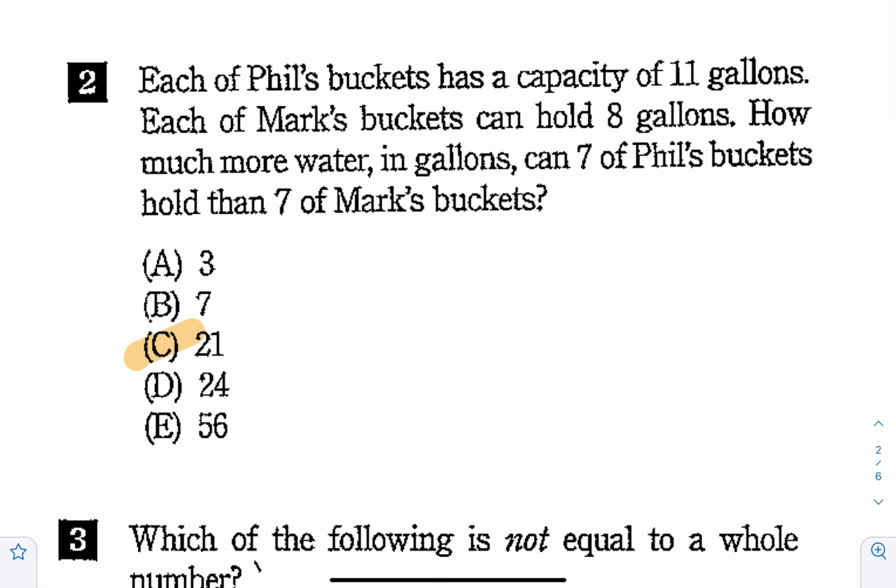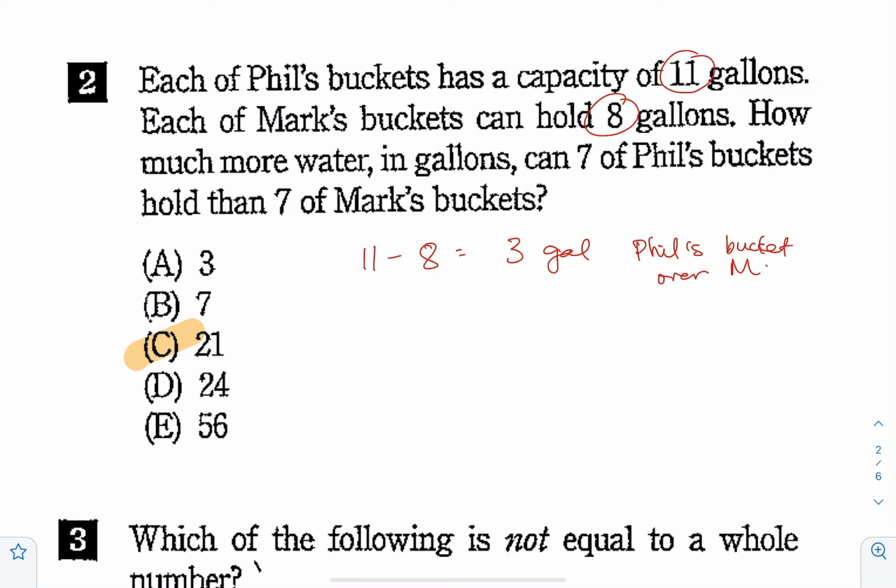Next, for number 2, each of Phil's buckets has a capacity of 11 gallons. Each of Mark's buckets can hold 8 gallons. How much more water in gallons can 7 of Phil's buckets hold than 7 of Mark's buckets? So you know that each bucket holds 11 versus 8. If you do 11 minus 8, you get 3 gallons, and that's how much more Phil's bucket can hold. So here you have 7 of each. Because each of Phil's buckets will hold 3 more than Mark's, you can do 7 times 3, and that'll give you 21 gallons. So that's choice C.